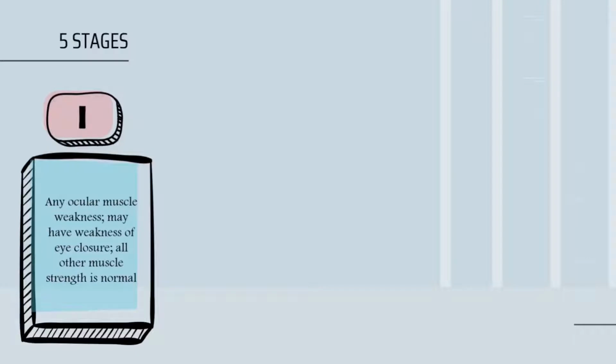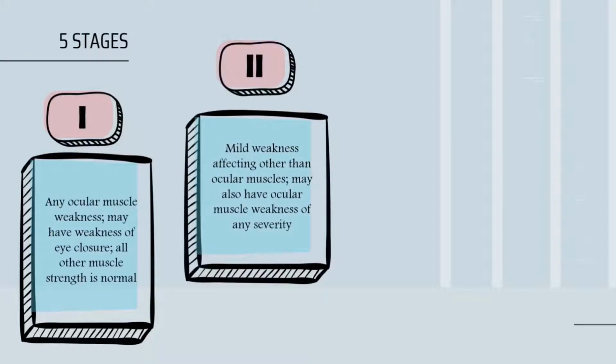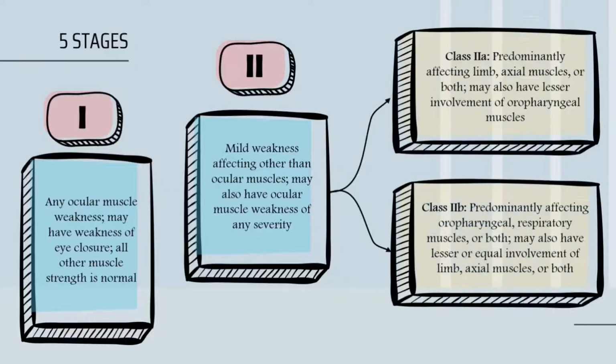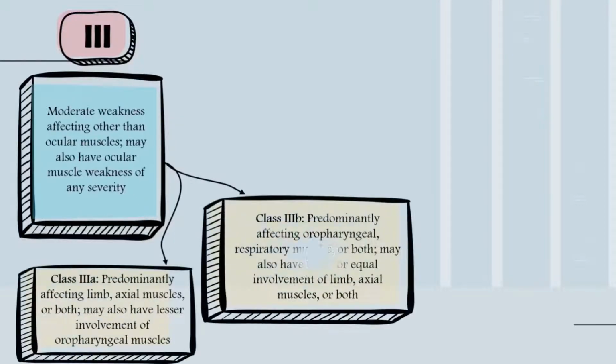There are 5 stages in myasthenia gravis. First stage is any ocular muscle weakness, may have weakness of eye closure, all other muscle strength is normal. Second stage is mild weakness affecting other than ocular muscles, may also have ocular muscle weakness of any severity. This stage is divided into 2 subclasses. The third stage is moderate weakness affecting other than ocular muscles, may also have ocular muscle weakness of any severity. This stage is also divided into 2 subclasses.